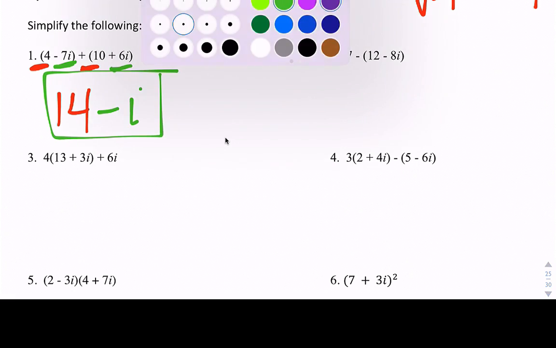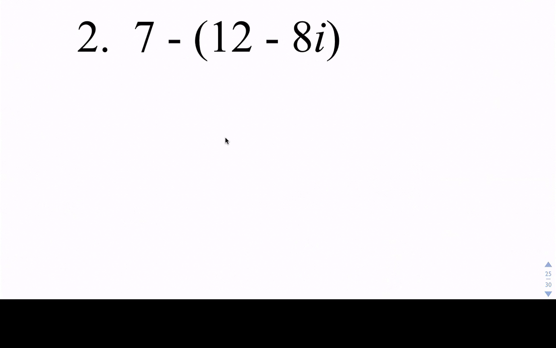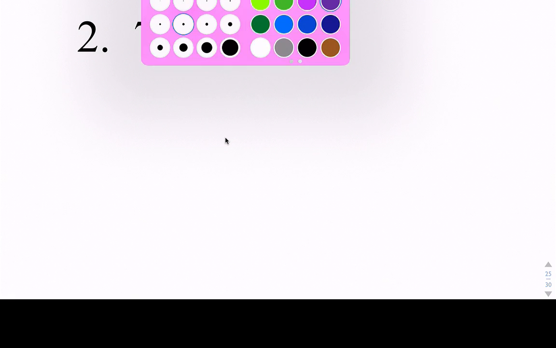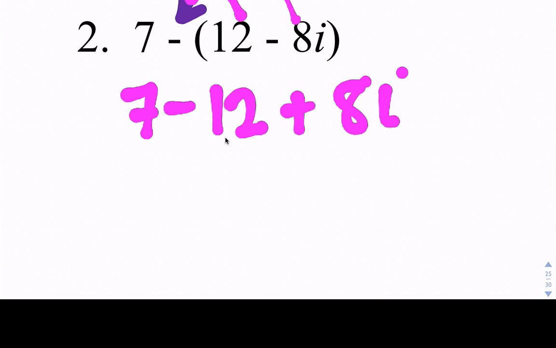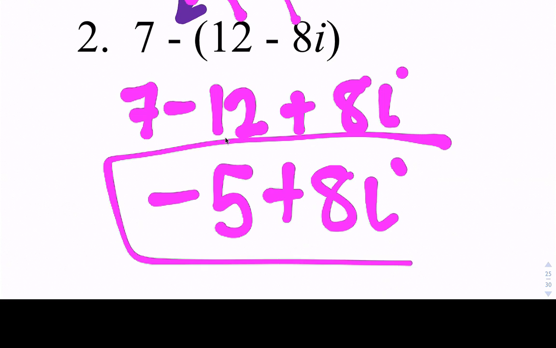The next one, again, we're combining like terms, but remember, if there's this negative right here, it's like a negative 1. You have to distribute that. So let's distribute the negative 1. And we'll get 7 minus 12 plus 8i. And again, add your real numbers together. 7 minus 12 is negative 5. So you get negative 5 plus 8i.